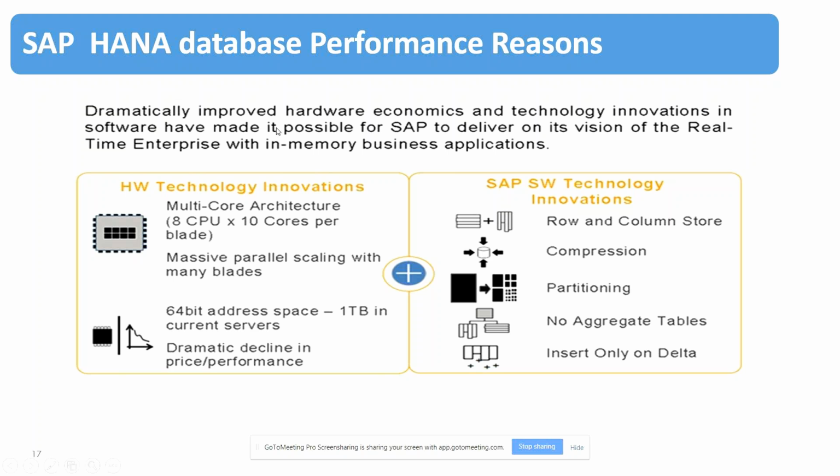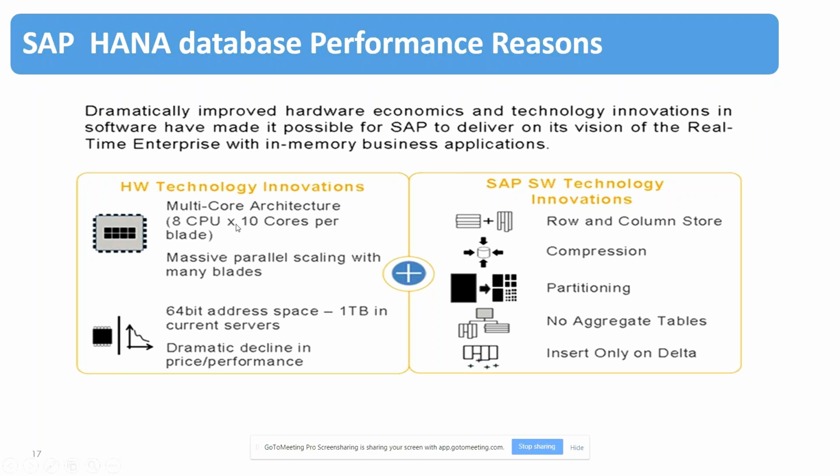Here we can see the HANA database. Why is there this performance in the HANA database? As we discussed earlier, it is the combination of hardware and software. The hardware capabilities of HANA include a multi-core architecture, 8 CPUs for each core. For example, if you take one blade, within this blade we have 10 cores, and each core has 8 CPUs. With these hardware capabilities, we can do parallel processing, and also we have a 40-bit address space.